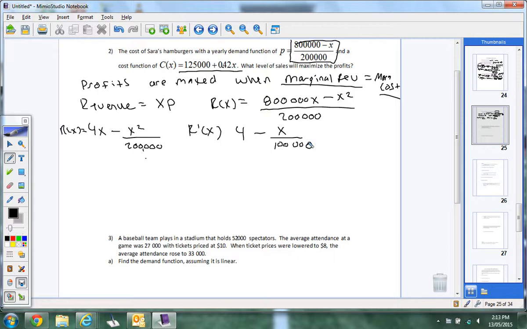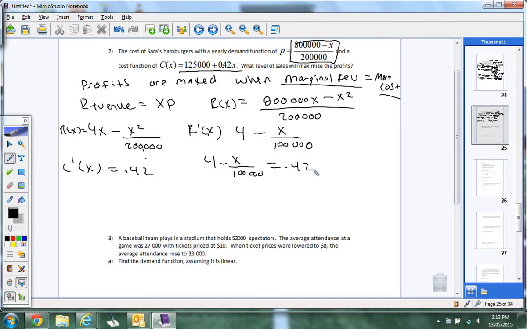Okay? All right. So now I want to do marginal cost. Marginal cost, really simple. That's 0.42. It's that simple, guys. 0.42. That's your marginal cost. So we set them equal to each other now. Marginal cost equals marginal revenue will tell us your max profit. So here we go. 4 minus x over 100,000 equals 0.42.